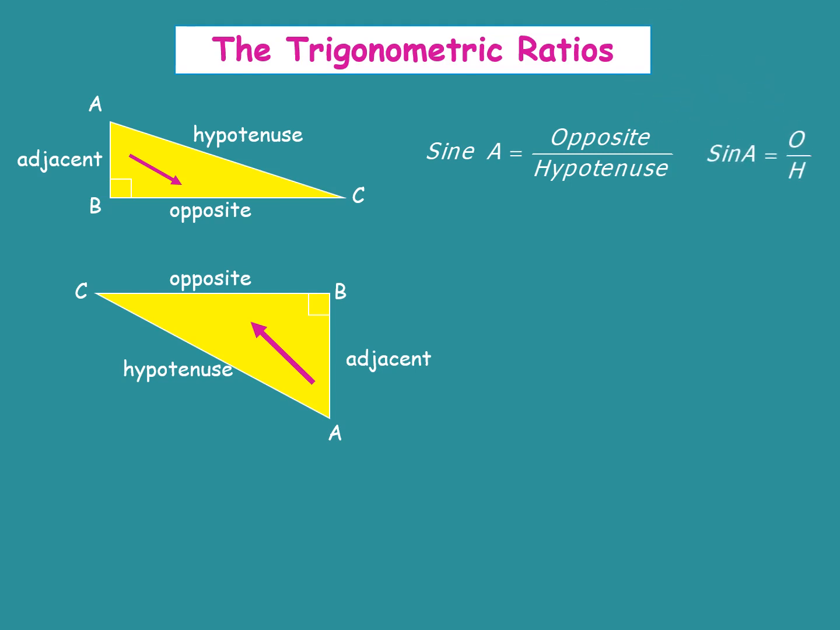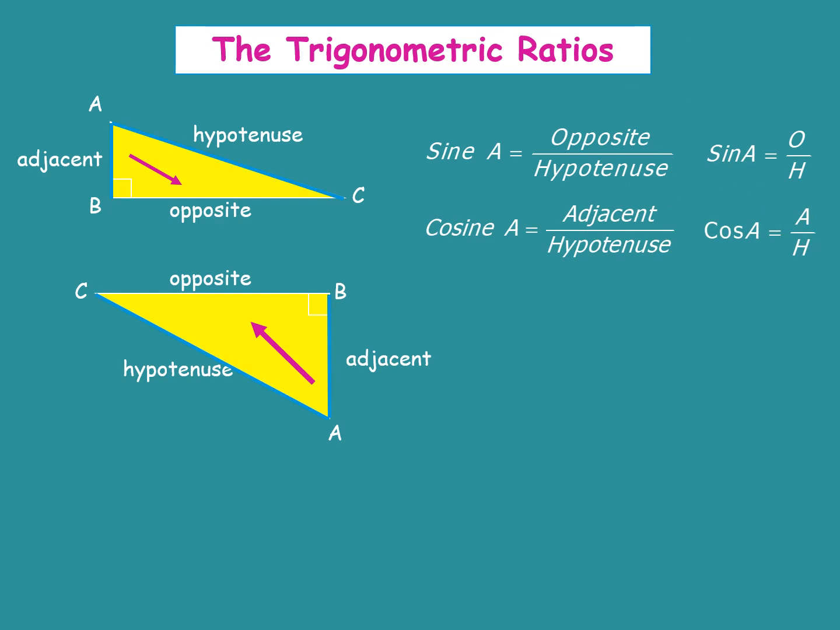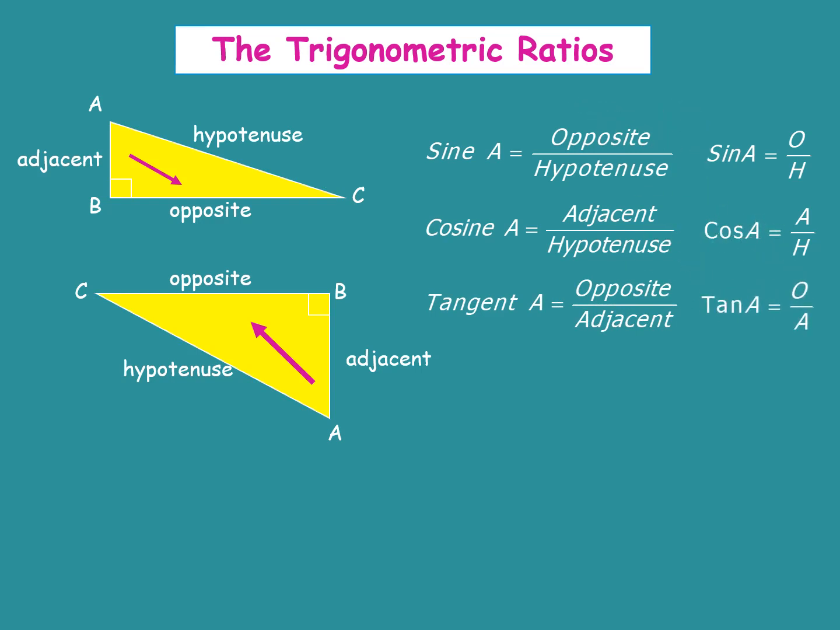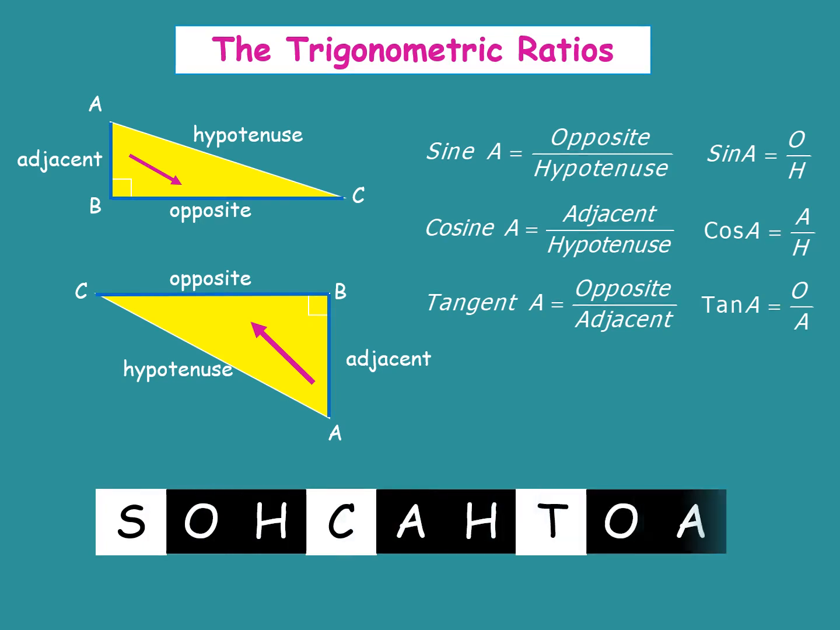If I wanted you to work out the adjacent side over the hypotenuse, I would ask you to work out cosine of A or cos A. And if I wanted you to work out the opposite side over the adjacent side, I would ask you to work out tangent of A, abbreviated to tan A. So sine, cos, and tan are just abbreviations for specific relationships. And we're going to use this little rhyme, SOHCAHTOA, to remember.